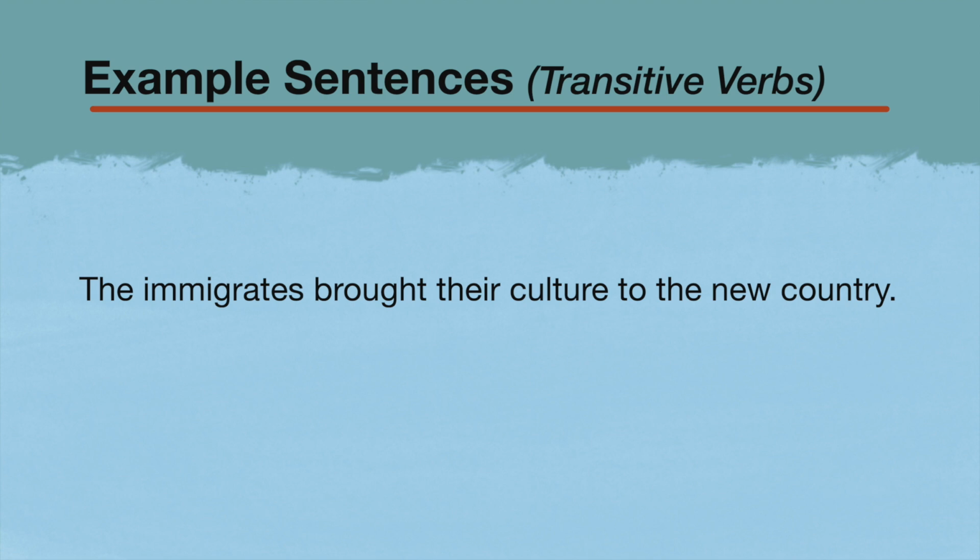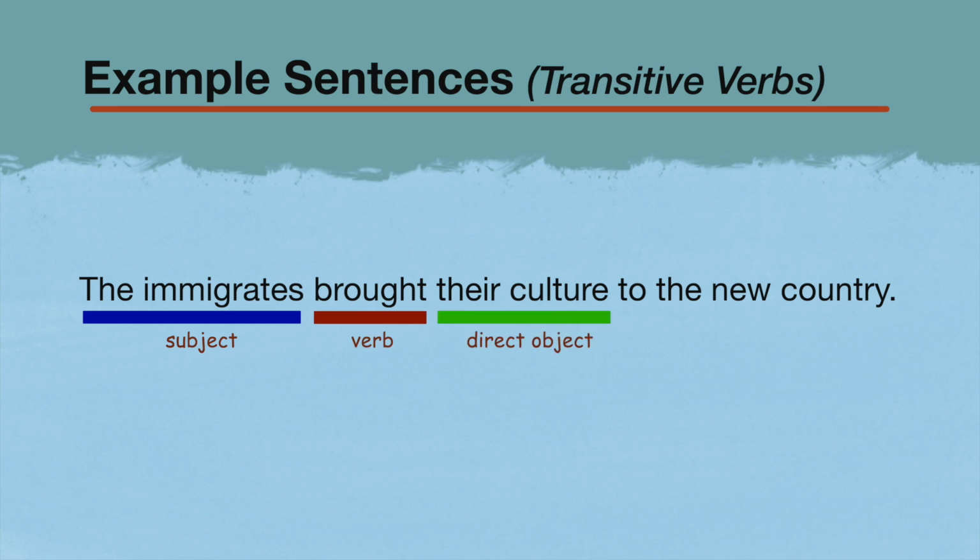Sentence number 3. The immigrants brought their culture to the new country. Again, this is a complete idea because it has a subject, it has a verb, and it has a direct object. Now, it also has a prepositional phrase at the end of the sentence that gives us more information about the situation.